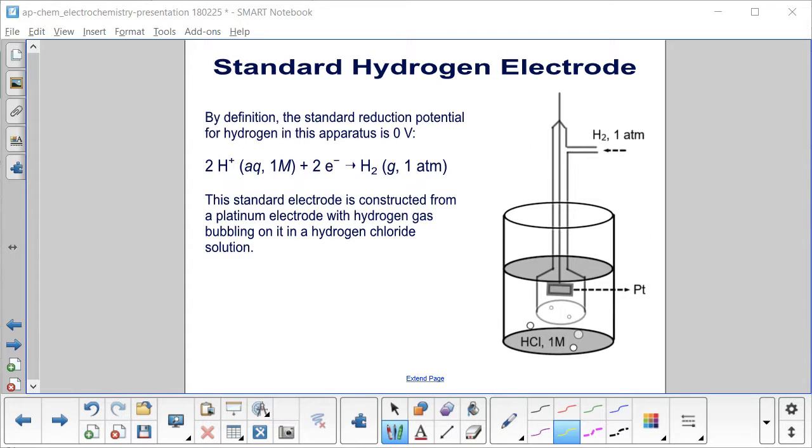By definition, the standard reduction potential for hydrogen in a standard hydrogen electrode is 0 volts. This is our standard that we compare everything else to. Here's what's happening here. We have a platinum electrode, with hydrogen gas bubbling onto the electrode, and the surrounding solution is HCl. So we have standard conditions here: 1 molar HCl, 1 atmosphere pressure of gas.